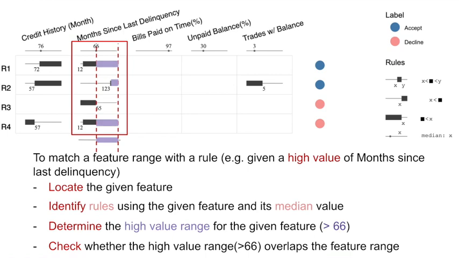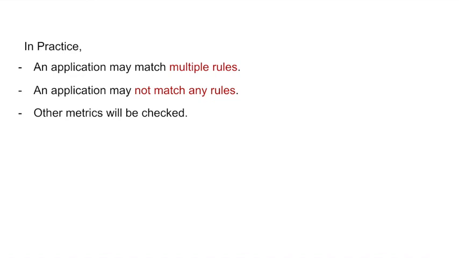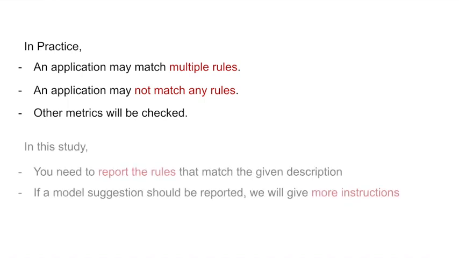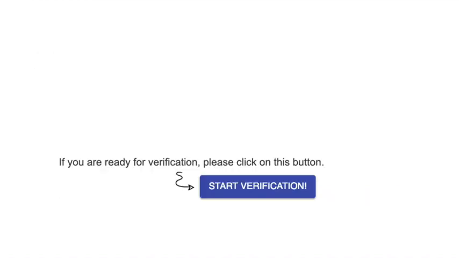Before we move on, it is important to highlight a couple of things about how the rules work. In practice, an application may match multiple rules or cannot match any rules. And then other metrics will be considered. But in this study, you only need to report the rules that match the given description in most cases. If a model suggestion should be reported based on the rules it matches, we will give you more instructions.